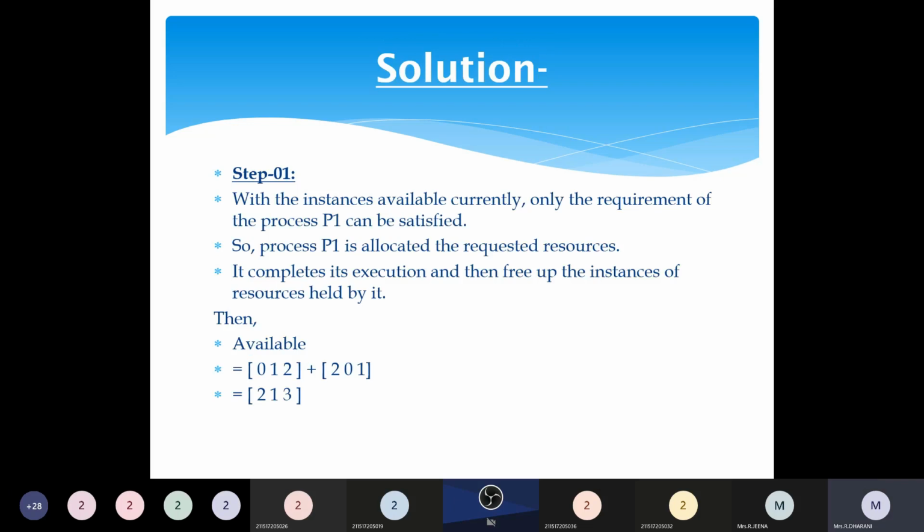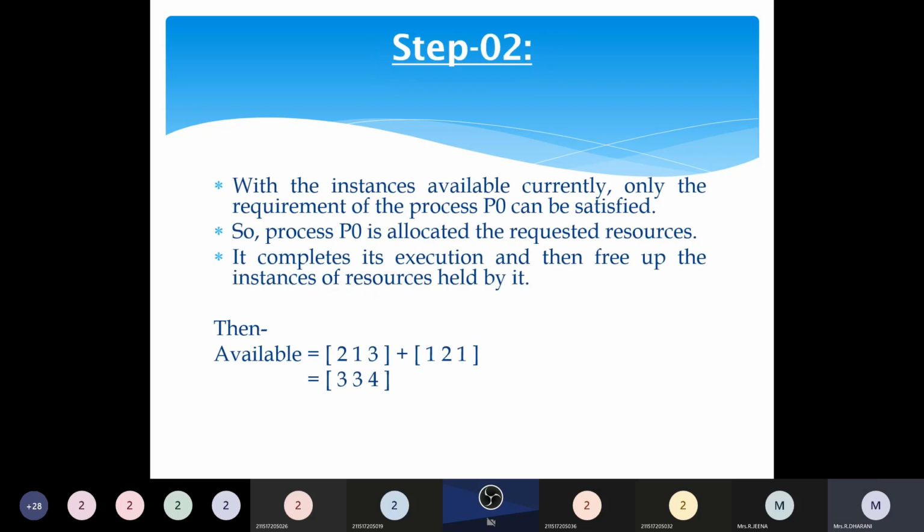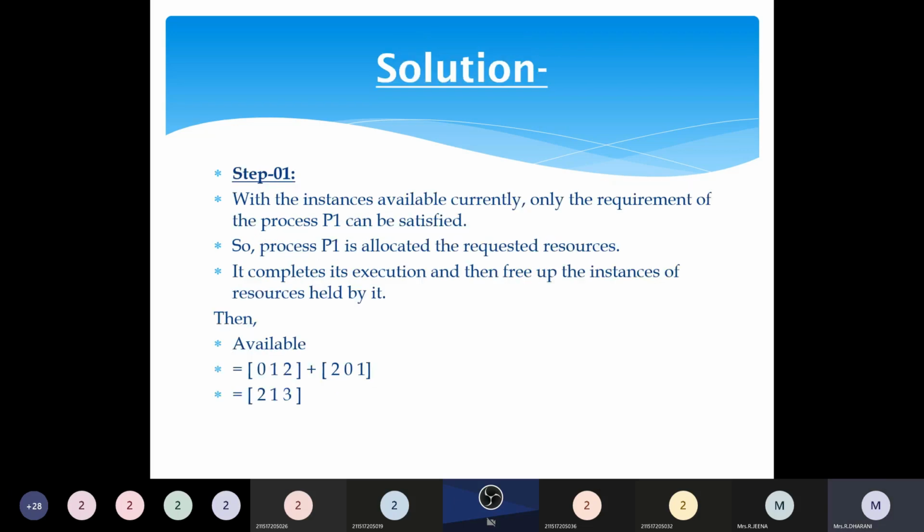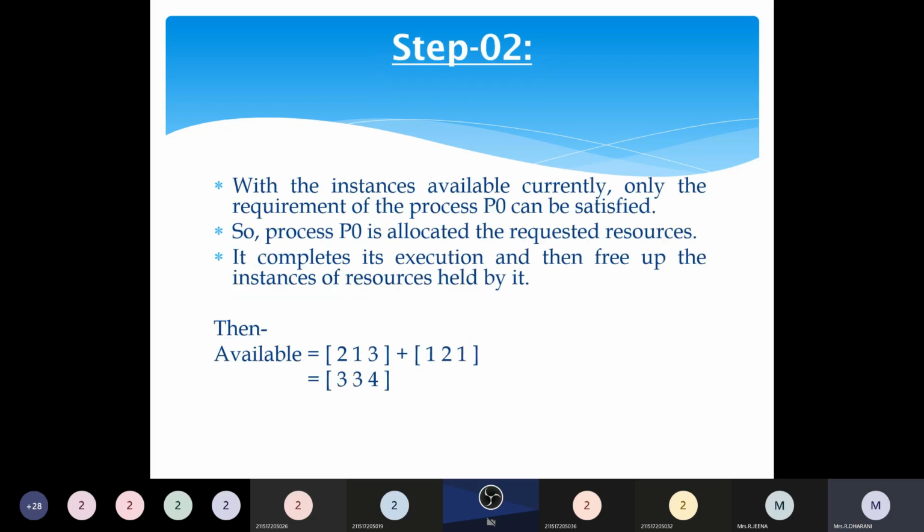Now you need to check this current availability with the process requests. What is the current availability? 2, 1, 3, right? With the instances available currently, only the requirement of process P0 can be satisfied. So process P0 is allocated the requested resources, and when it completes its execution, it frees up the instances of resources held by it.